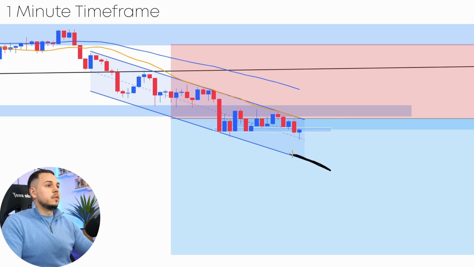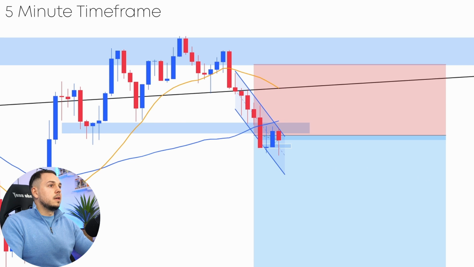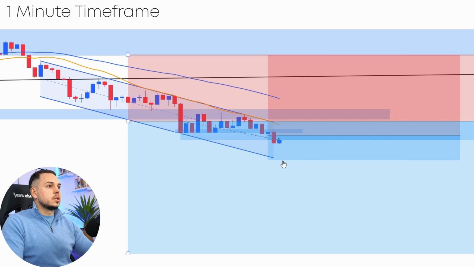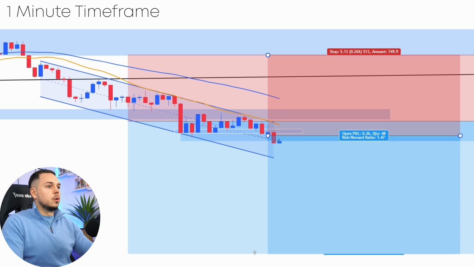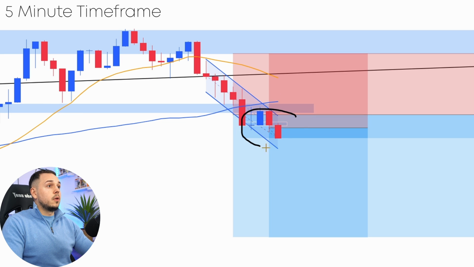Maybe I will be closing some of my profits just over here as well. I know this is the 1-minute time frame, but the 5-minute hasn't really given me much at the moment. This is my second trade entry just over here. If we drag this along, we can see the two trades that we have now open, and this is what the 5-minute time frame is looking like now.